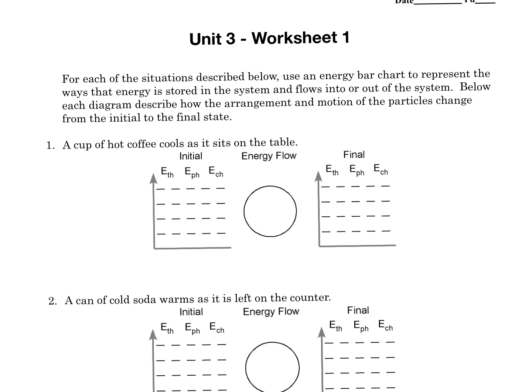All right, a hot cup of coffee cools as it sits on a table. So the coffee is going to cool. That means it's going to lose energy. Let's just fill in this bar chart, okay? This is hot coffee, so I'm just going to go ahead and give it 4 bars of thermal energy. And it's liquid, so I'm going to give it 2 bars of phase energy, okay? We know that we're going to lose energy, because it's cooling down.